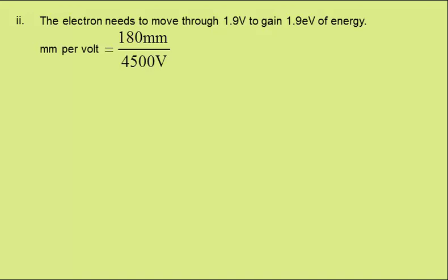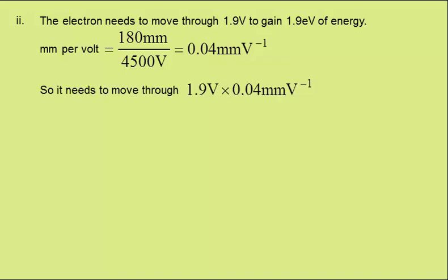Well, there are 180 millimeters, over which there is a change of 4,500 volts, meaning 0.04 millimeters for every volt. We need 1.9 volts, and so this is a distance of 0.076 millimeters, which we could quote as 7.6 times 10 to the minus 5 meters.